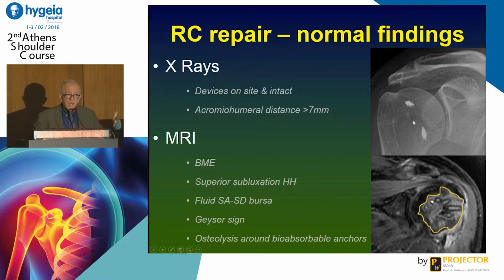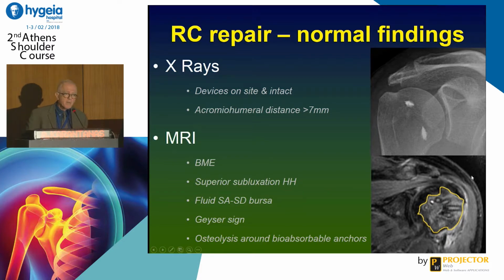They have to be intact, not fractured, and they have to be on site. In addition, we evaluate the acromiohumeral distance. This has to be at least 7 millimeters. With MR, we see a lot of bone marrow edema. Here you see the bone marrow edema on fat-suppressed images. It's high signal intensity. It's surrounding the anchors that we see here.